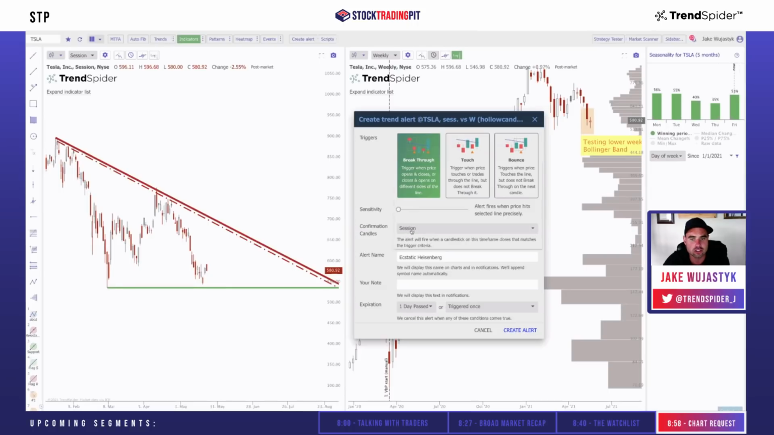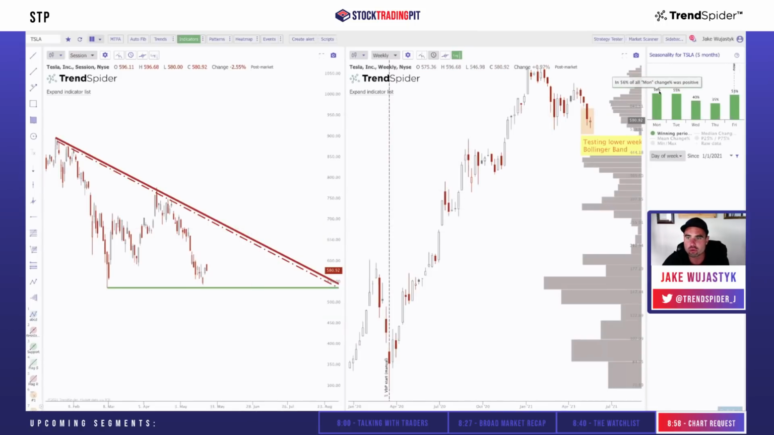Now make sure you change your confirmation candle to the lowest candle possible if you are looking at this intraday, because if you do have your confirmation candle on the daily, even if the price breaks down through this line, you're not going to get the alert until after the day is over. So if you want to swing trade Tesla on the daily, but you want to get those intraday alerts, make sure to use the 10-minute confirmation candle and you'll be all set.